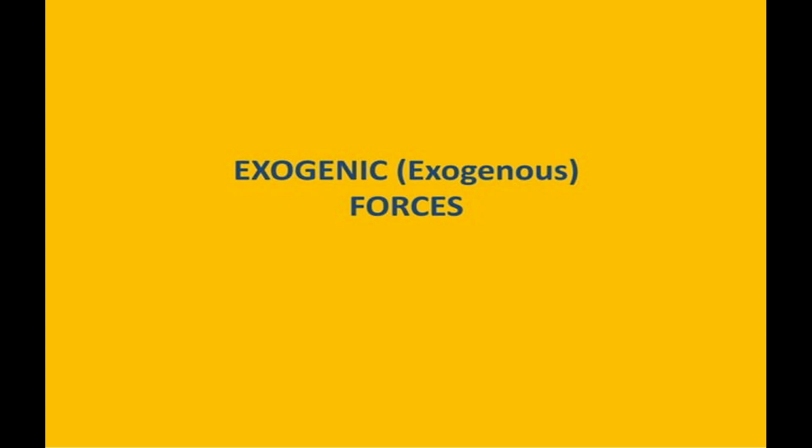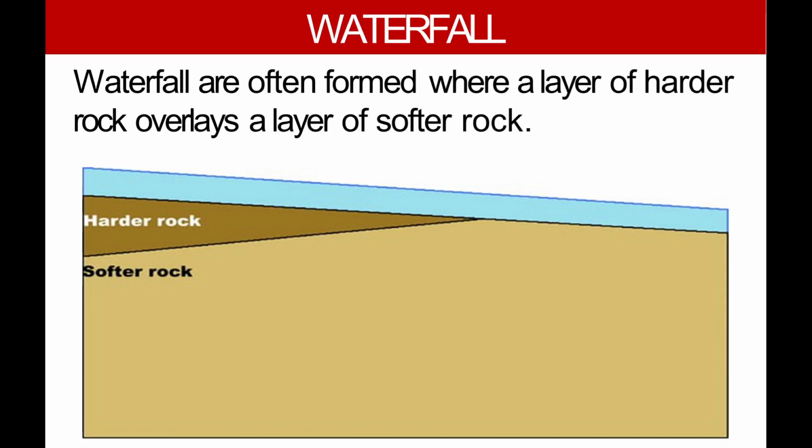Students, exogenic forces are those that act on the Earth's surface, such as wind, water, ice, temperature conditions, etc., and modify the face of the earth. First of all, let us come to know how a waterfall can change the earth's surface. Dear students, waterfalls are often formed when a layer of harder rock overlays a layer of softer rock. We can see here this is the harder rock and here it is softer rock.